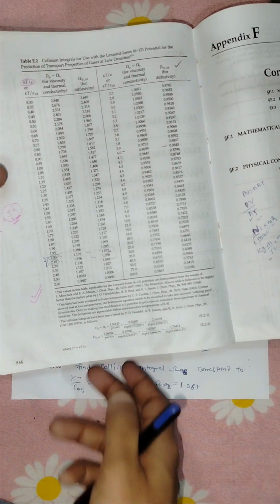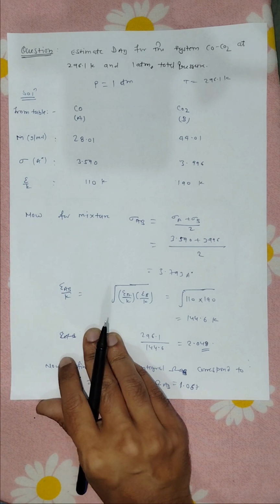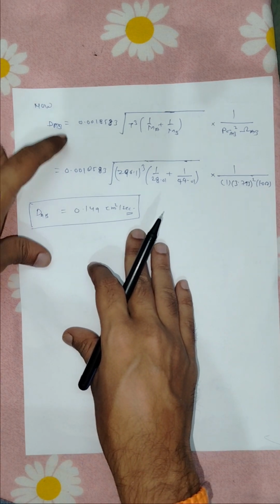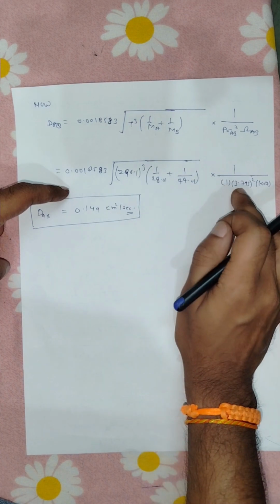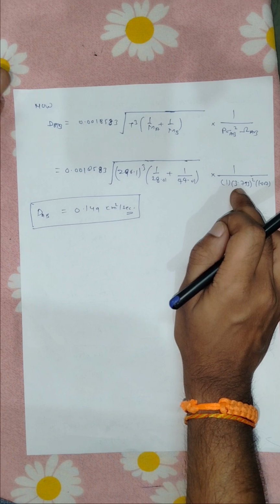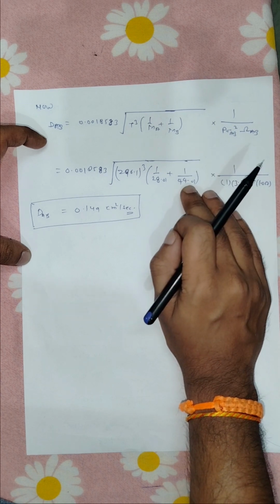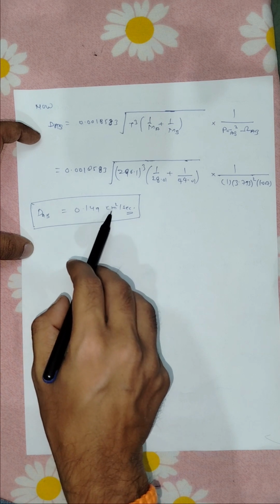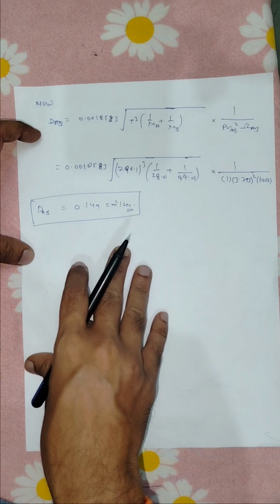Okay, so now we'll move ahead. We have also seen this formula before, right? For calculating diffusivity, this is the formula, and we have simply substituted all the values which we have shown on the previous page. After putting these values in the calculator, we'll get diffusivity as 0.149 centimeter square per second. So we are done with these questions, and now we'll move to another question.